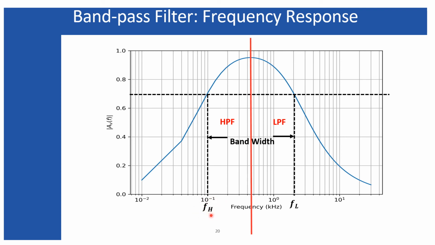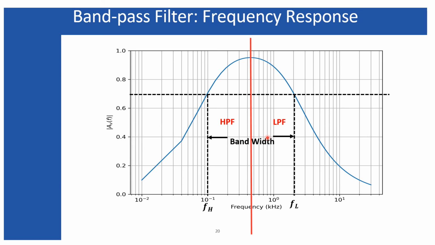FH stands for the cutoff frequency due to the high pass filter section, and FL stands for the cutoff frequency due to the low pass filter section. But this FL basically defines the higher cutoff frequency for the band pass response, and this FH defines the lower cutoff frequency for the band pass response. So in this band pass response, this is the higher cutoff frequency section, and this is the lower cutoff frequency section.